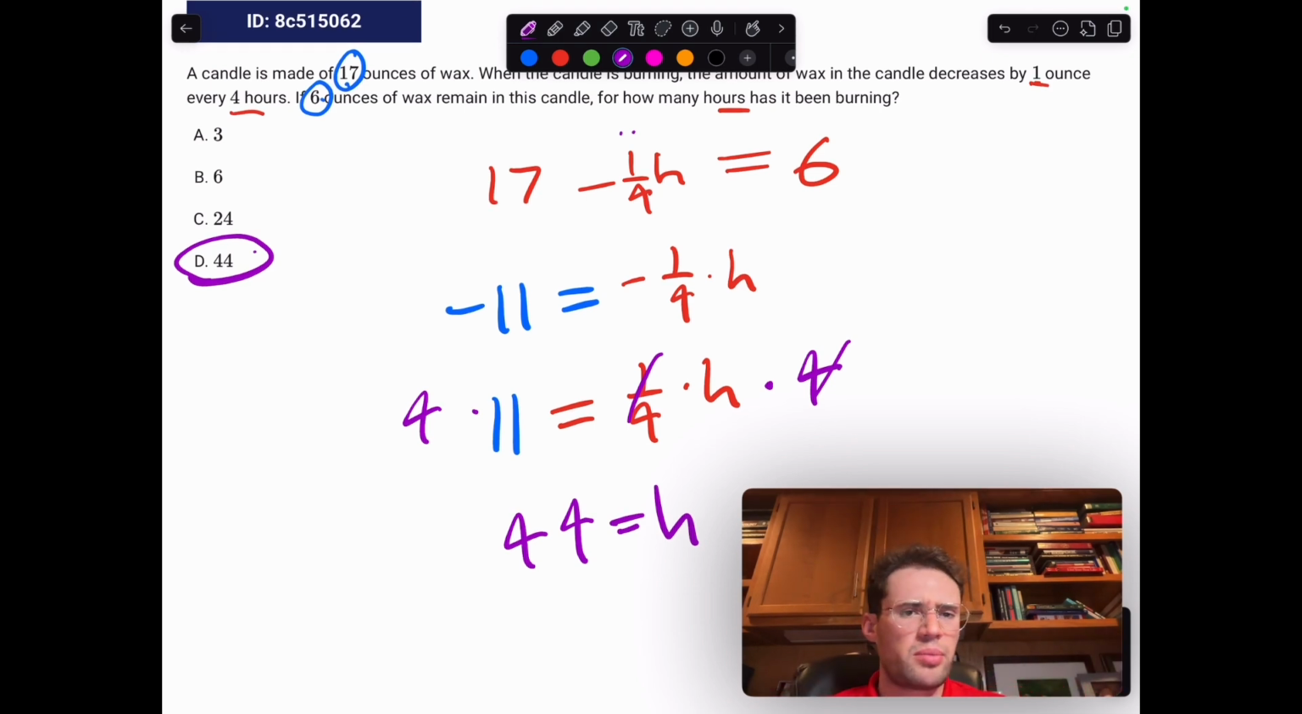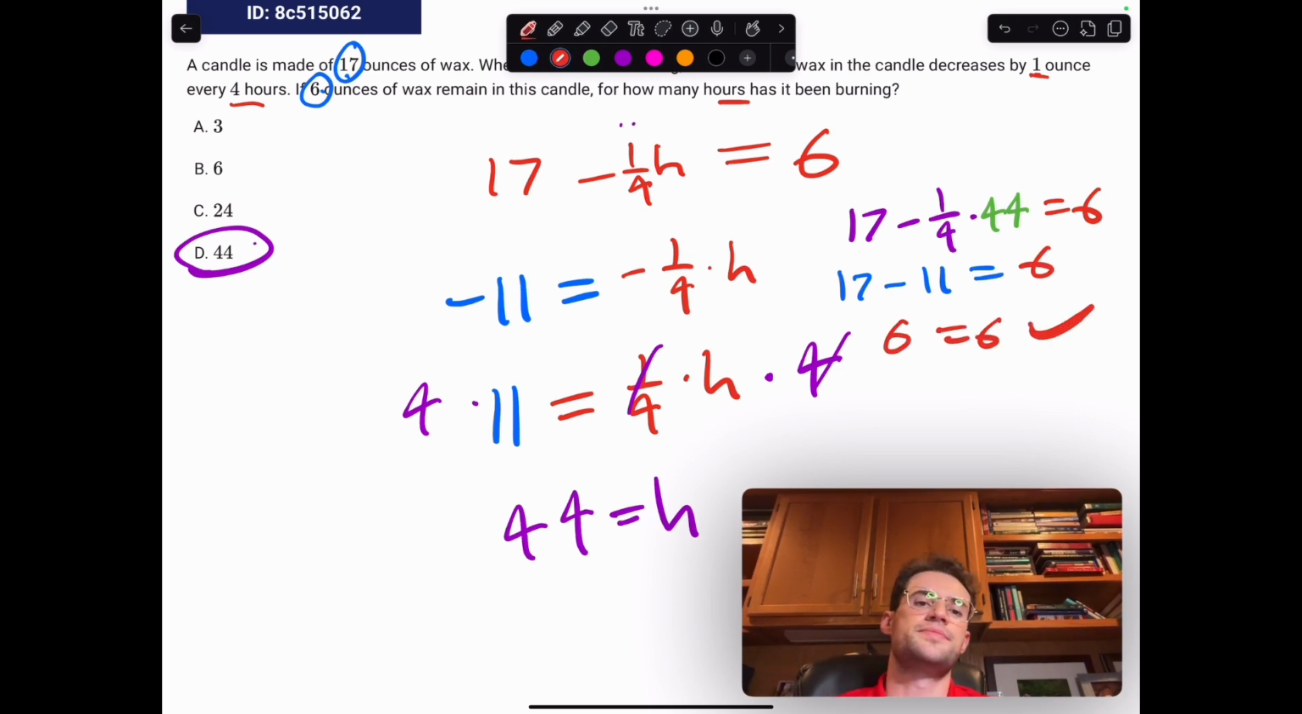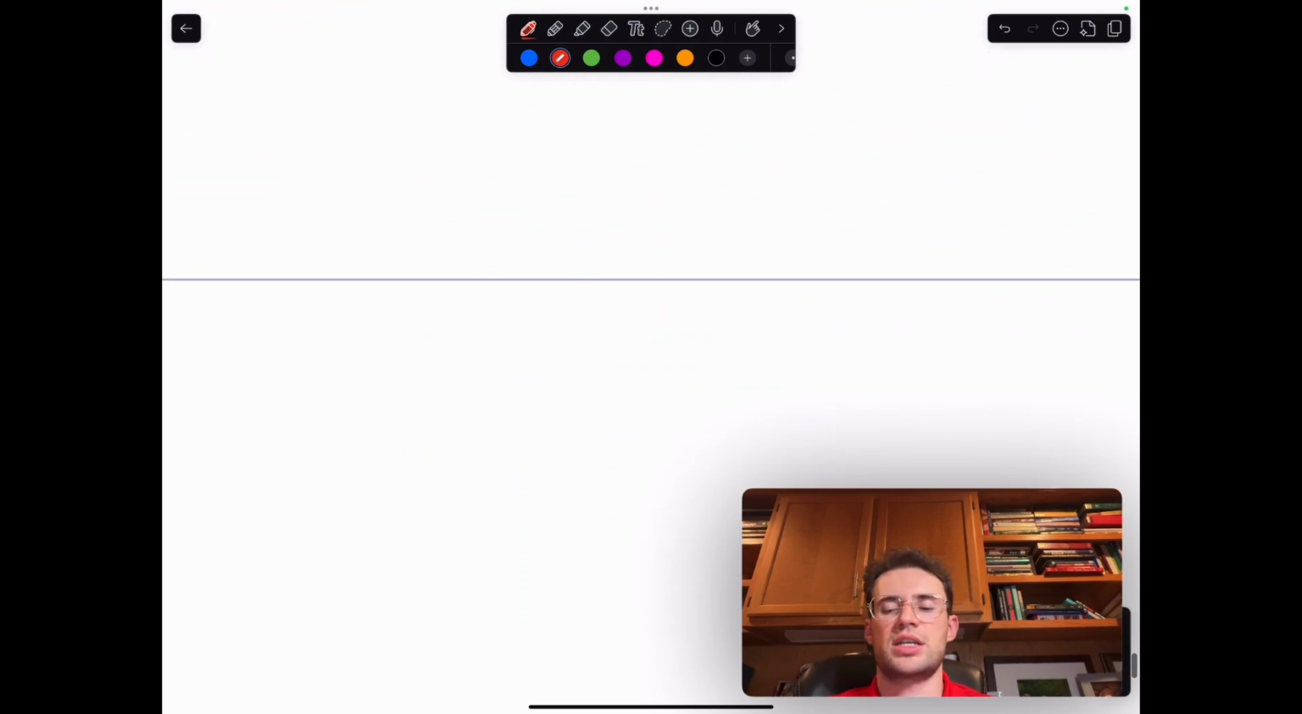All right, so maybe I'll just show quickly, since it's the last one, that this does give you the correct answer. So if we plug in our value of h, which was 44, into this original equation that I wrote, we'd get 17 minus 1/4 of 44, which is 11. So 17 minus 11 should be equal to 6. 17 minus 11 is 6. So 6 equals 6. That checks out. Okay, so that's how you would do that.